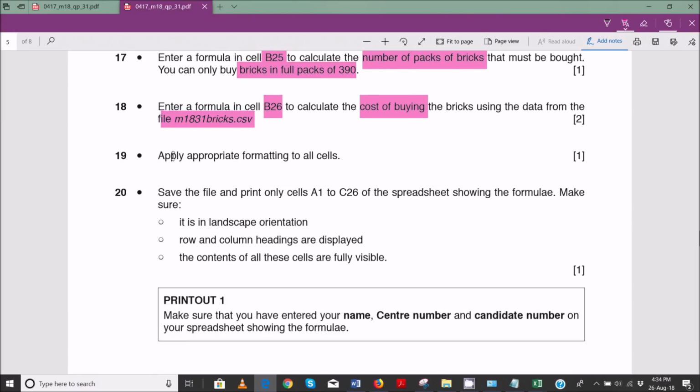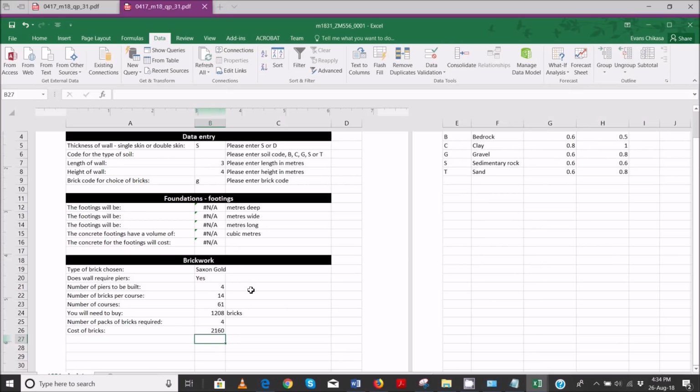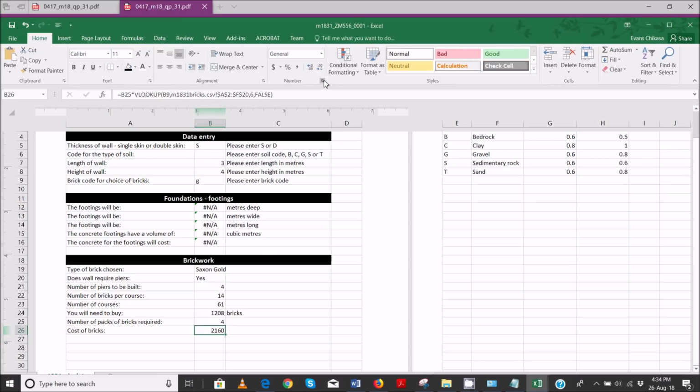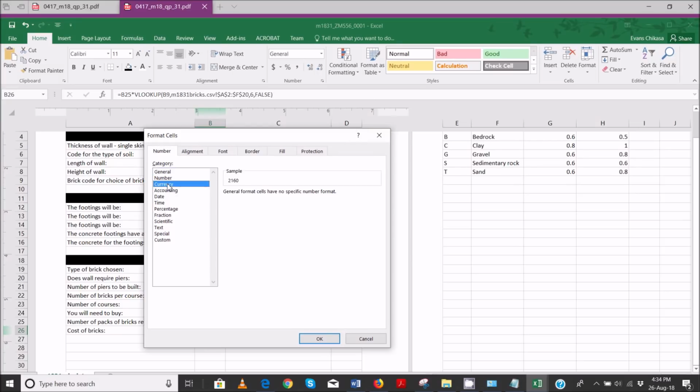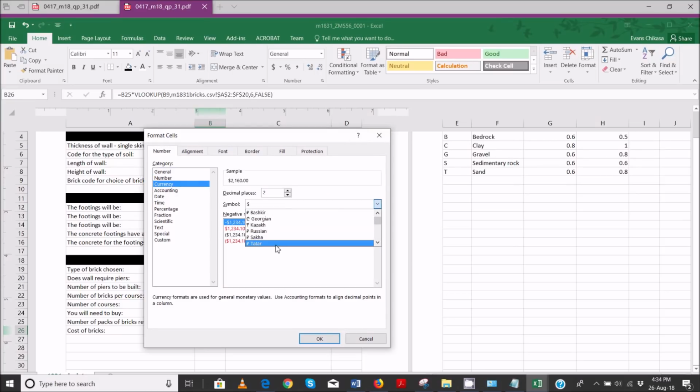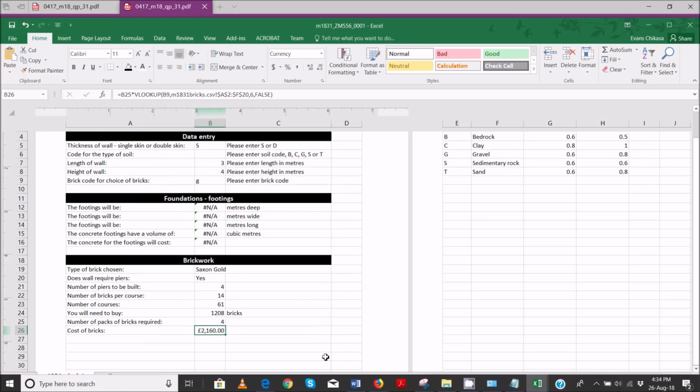And now we're going to apply appropriate formatting to the cells. Usually this is just to do with the currency, or rather the amount of money. So here you just format it as currency, and you're going to format it as the pound. So look for the pound symbol, correct to 2 decimal places. Okay, so that should be perfectly fine. Formatted to currency to 2 decimal places.